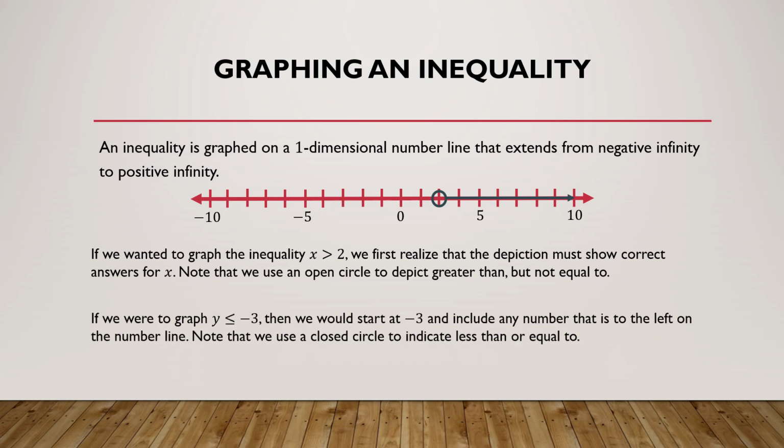Likewise, if we were to graph y is less than or equal to negative 3, then we would start at negative 3, and include any number that is to the left on the number line. Note that we use a closed circle to indicate less than or equal to.